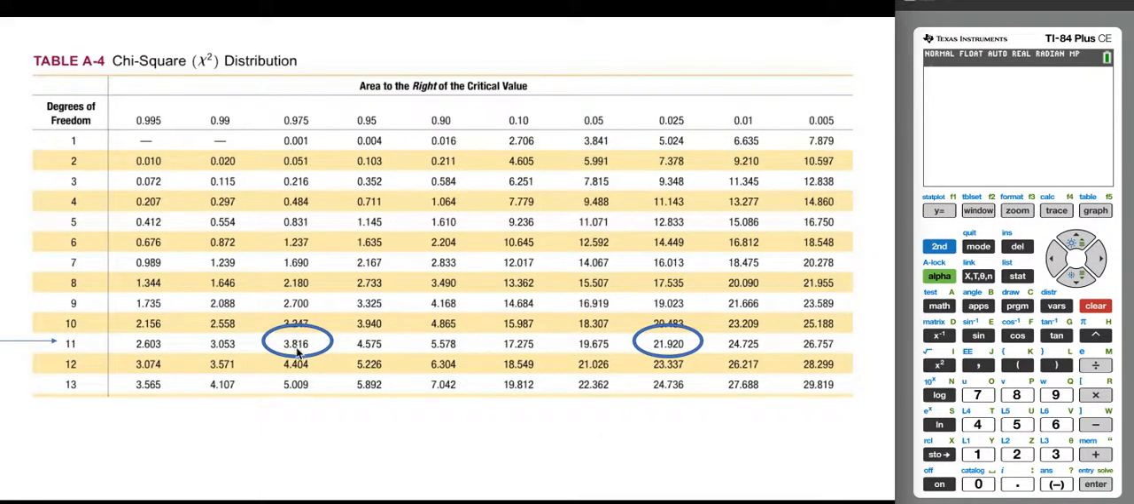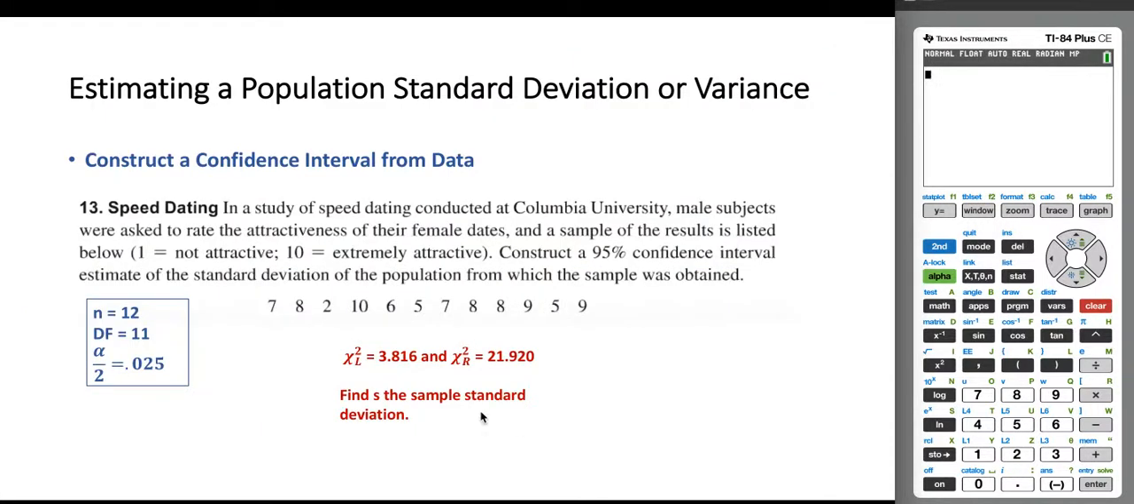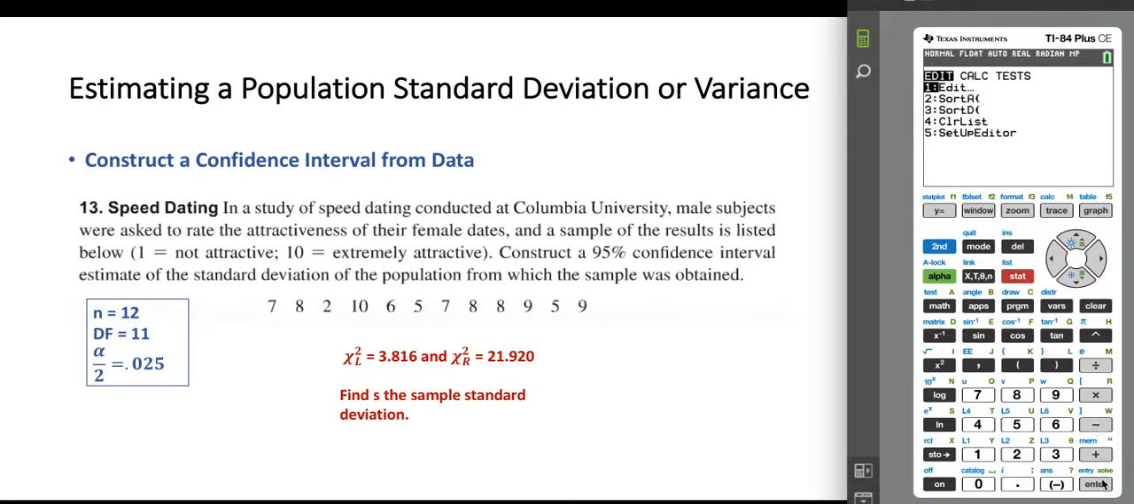Hopefully you found 3.816 for the critical value on the left and 21.920 for the critical value on the right. Okay, now we need the sample standard deviation s. To find that, we have to use what we learned before the midterm. We have to go back and find this sample standard deviation, just like we did way back in, I think it was chapter 2 or 3, and put that information in our calculator.